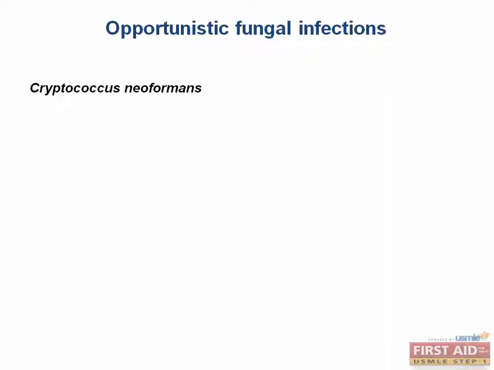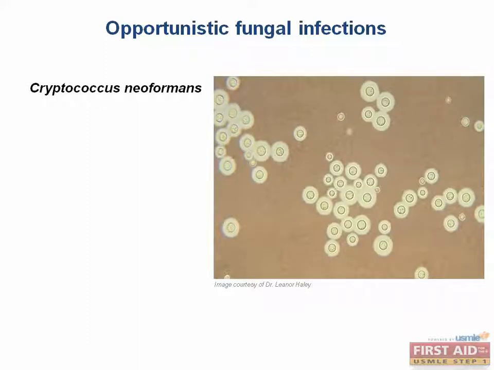Cryptococcus neoformans has a very characteristic appearance on stain as well. Do you remember the shape? It is usually found in narrow-based budding yeast form, and there is a specific stain that you'd use to identify it. What stain am I showing you here? This is an India ink stain.